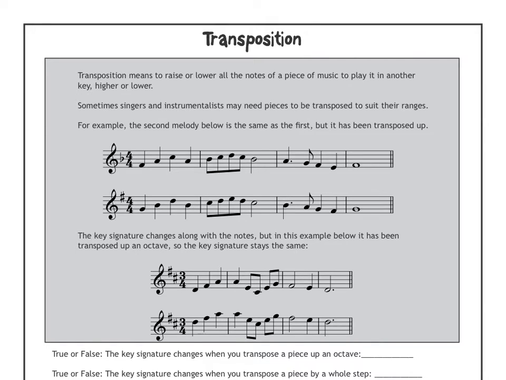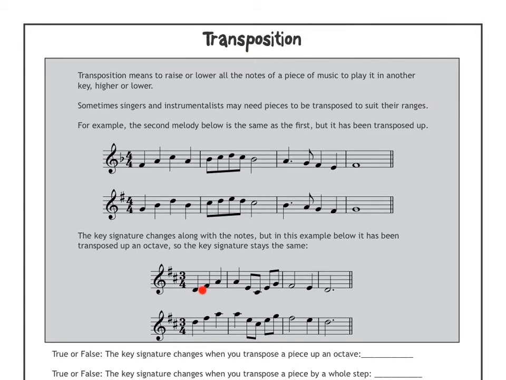So as you can hear, it's the same music, it's just in a different key signature. It has technically been transposed up from the key of F to the key of G. Now, the key signature changes along with the notes, as I just explained. But in the example below, it's been transposed up an octave. Okay, up one octave, so the key signature stays the same.